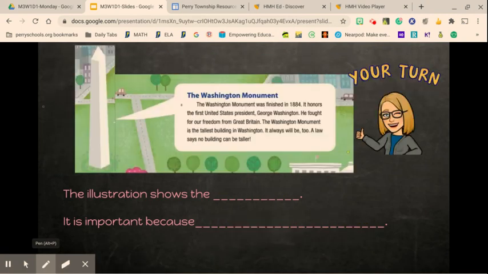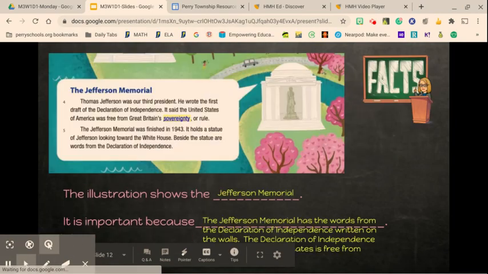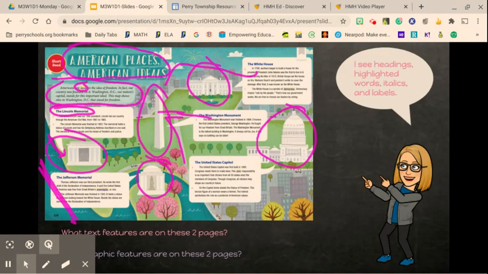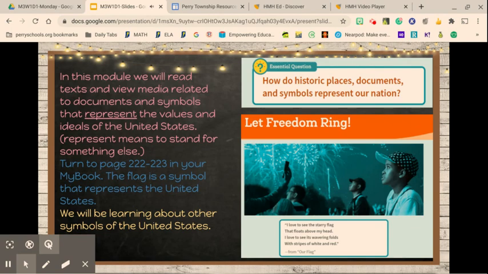All right, so this is the one that you guys are going to do on your own in your Canvas. In Canvas, there will be pages for the Washington Monument and for the United States Capitol. You are going to do what we just did, which is tell me the illustration and why it is important. So once you finish that, you will go back into Canvas, and you will complete the word sort.